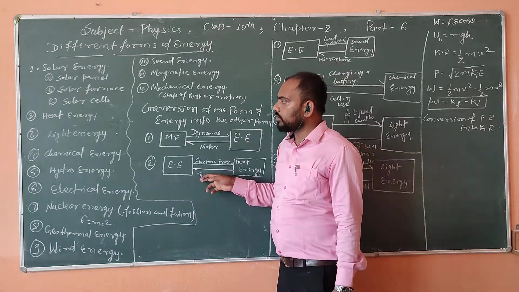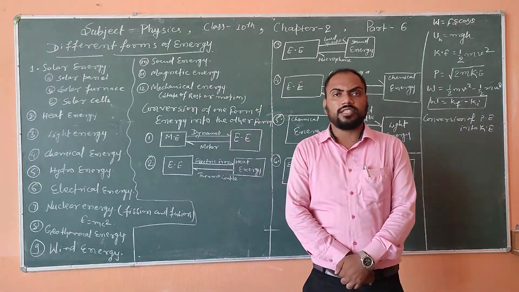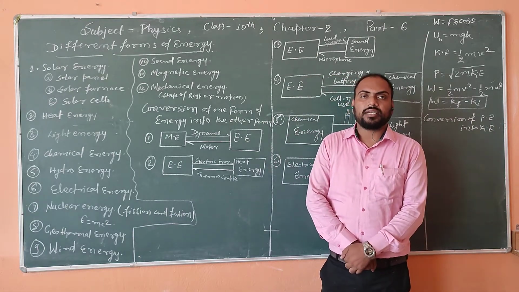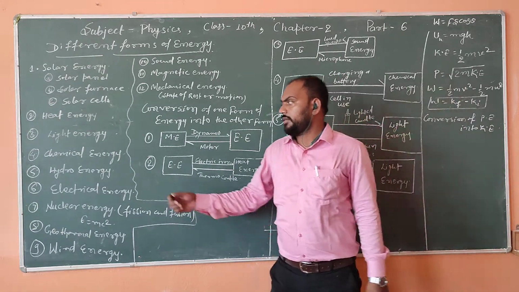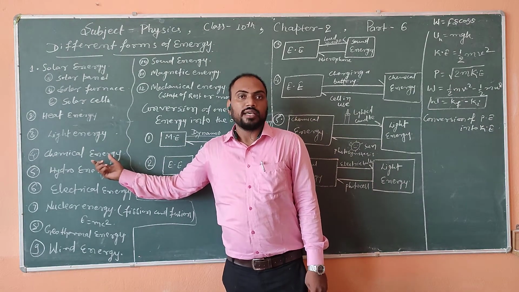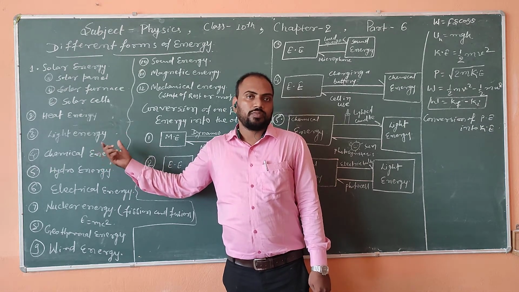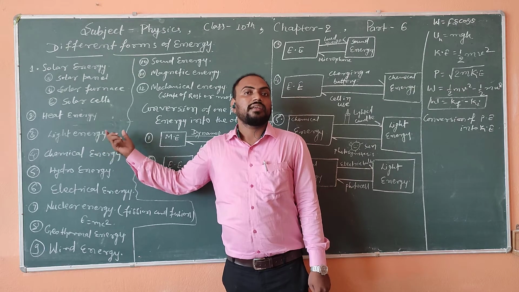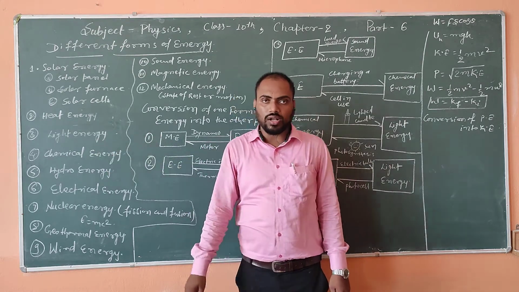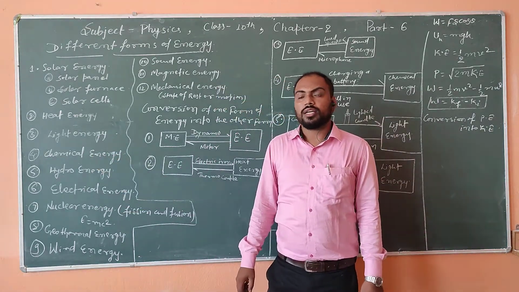Chemical energy is that form of energy which we get from chemicals. Basically, the energy from cells and batteries is called chemical energy. The energy from plants is chemical energy, because during photosynthesis, solar energy is converted into chemical energy, in the form of sugar, carbohydrates.